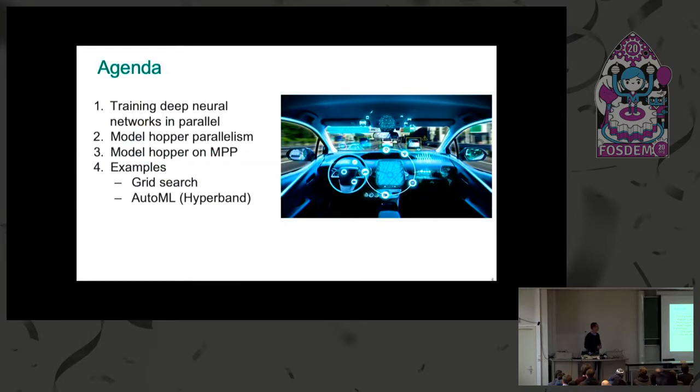This is the agenda, what I'd like to talk about today. First, talk about how one could train deep neural nets in parallel. Secondly, to introduce you to something called model hopper parallelization, which is based on the work that UC San Diego did in this area. Talk about an implementation of model hopper on a massively parallel processing database. And then give a couple of examples, one with grid search and one with automated machine learning using a method called hyperband.